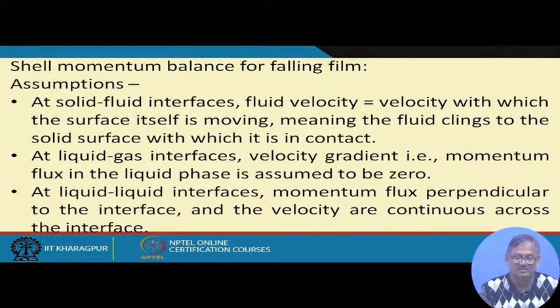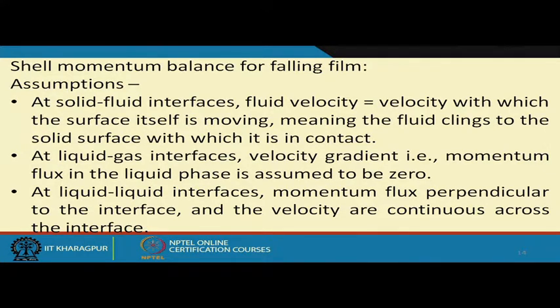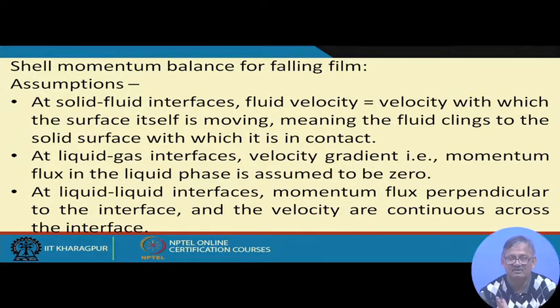Now, we will do the shell momentum balance, and for that we need the assumptions to be kept in mind. These assumptions are very pertinent so that we can visualize the problem described. The problem is that we have a vertical plane, a vertical heating medium, and this is inclined. The inclination is angle beta, and we have taken a volume element where delta x is the thickness of the film on which we are doing the shell momentum balance.